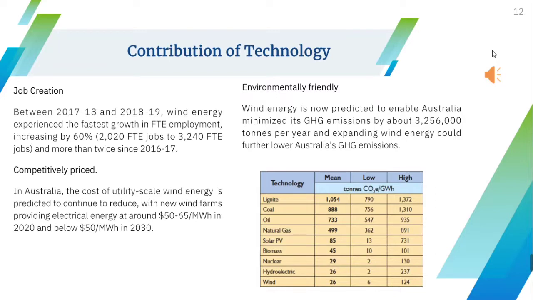And of course, wind energy is environmentally friendly because now it is predicted to enable Australia to minimize its greenhouse gas emission by about 3,256,000 tons per year, and expanding wind energy could further lower Australia's GHG emissions.